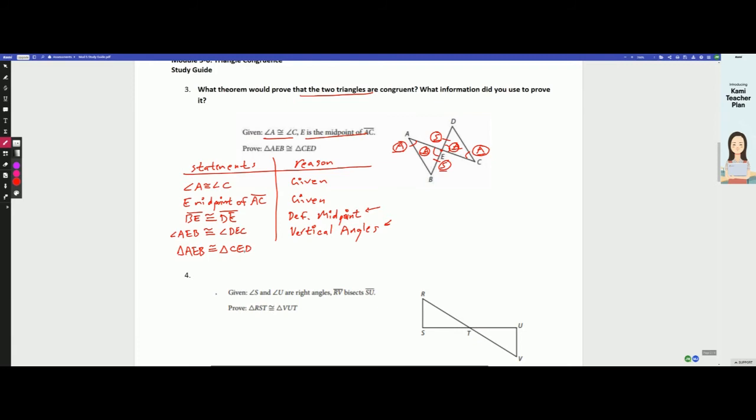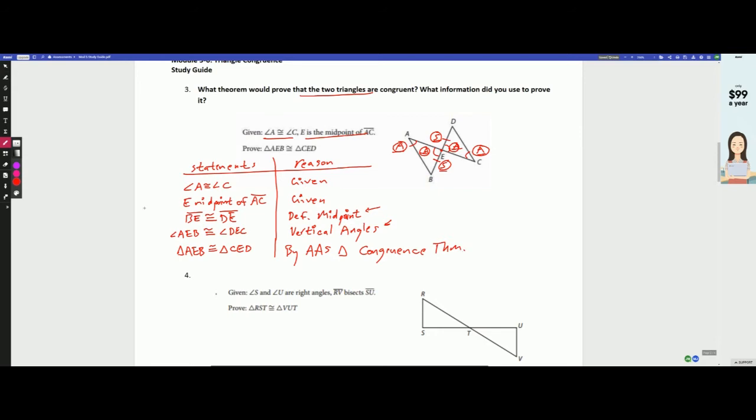And that is because, by, whoa, that is strange. By angle, angle, side, triangle congruence theorem. Just writing it all out.